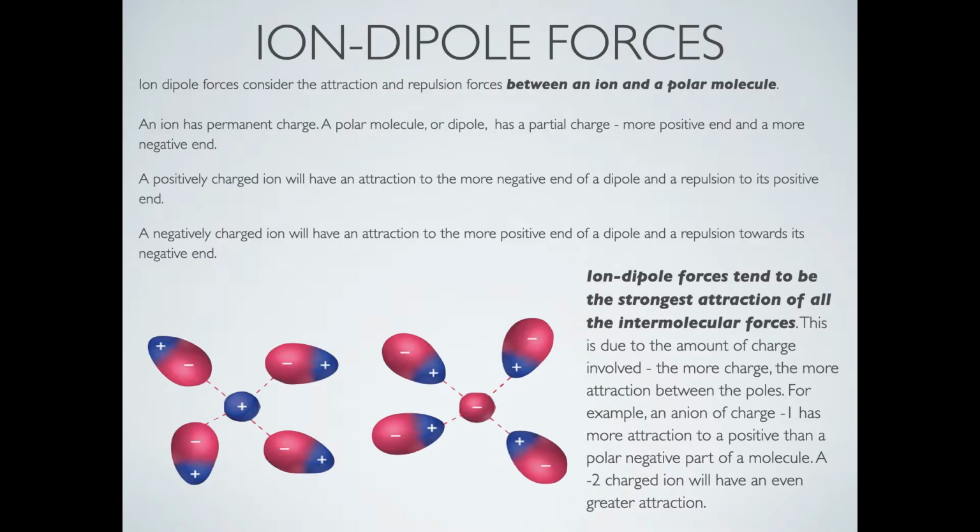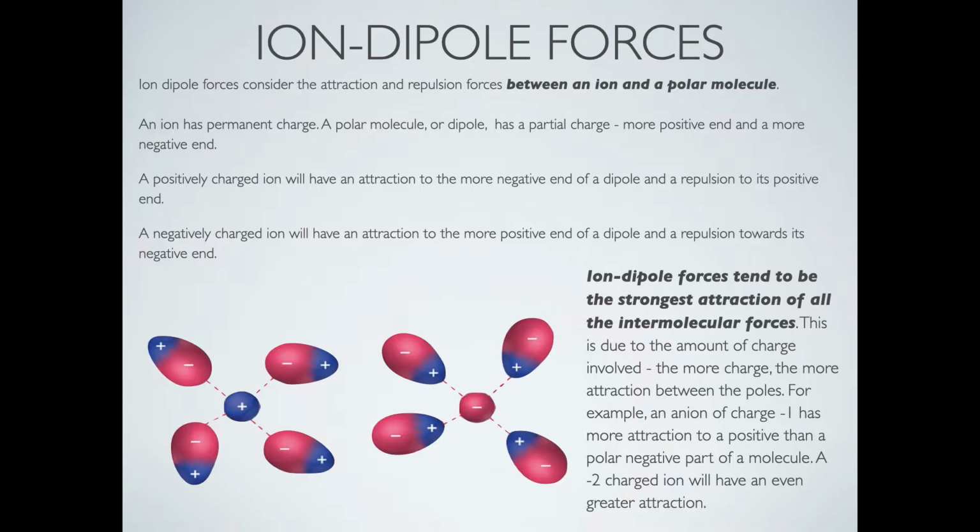and the opposite, a negatively charged ion will have an attraction to the more positive ends of a dipole or a polar molecule and repulsion towards its negative end. So that's the diagram on the right. We've got a negative in the middle, and you can see there are 4 surrounding polar molecules, and the positives are all facing the negative, and the negatives are facing away because they're repelled.